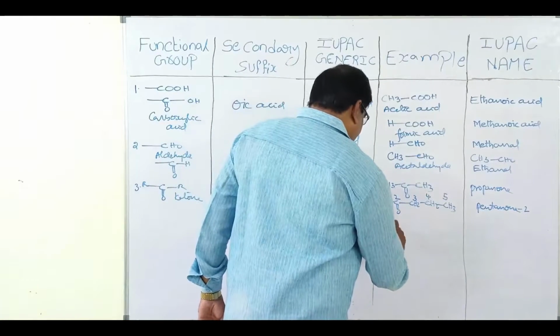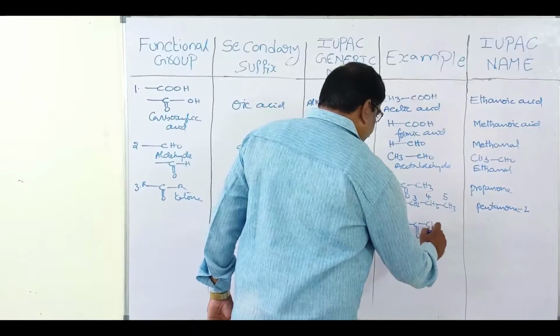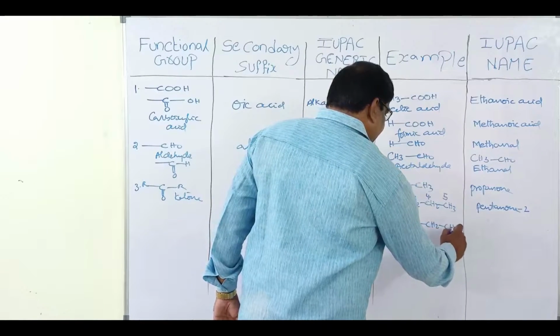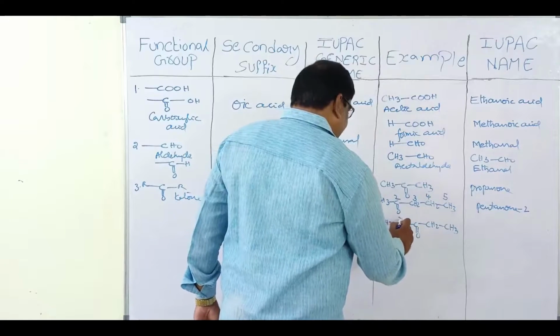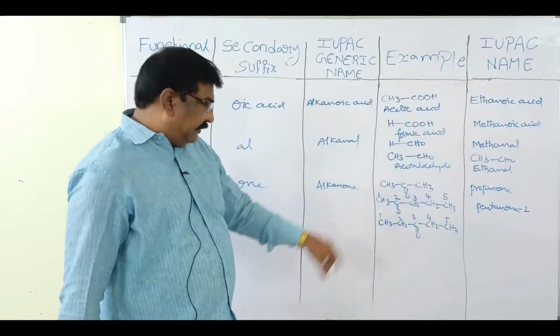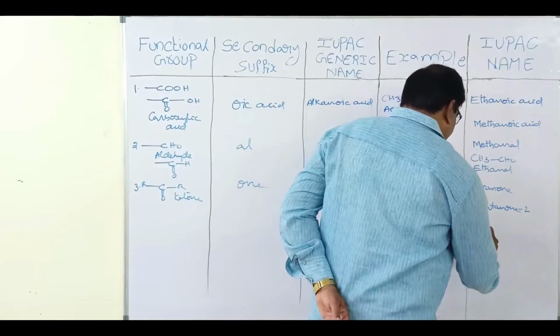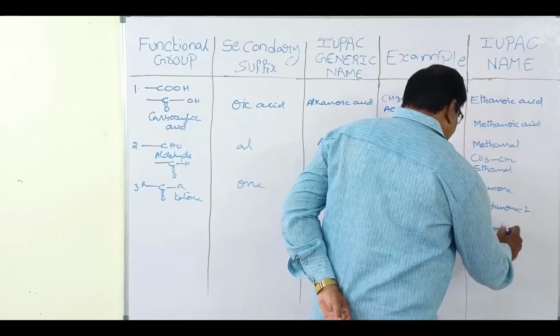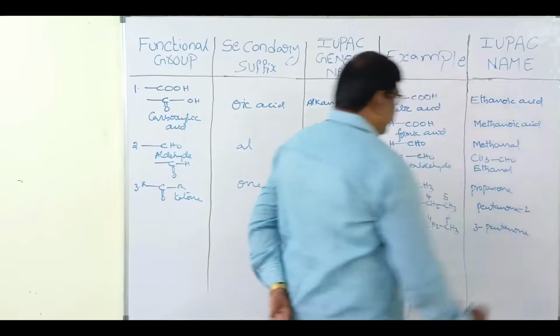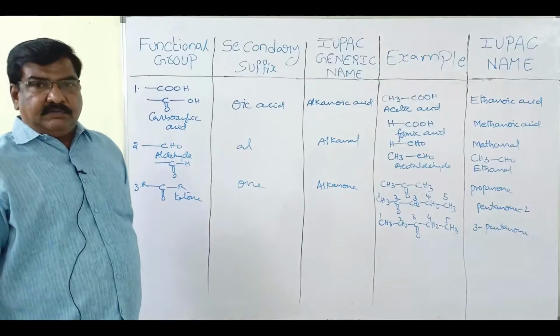Observe one more example. CH3, CH2, CO, CH2, CH3. Give numbering. Now C double bond O is present on the third carbon. So it is pentanone 3 or 3 pentanone. Both are correct.